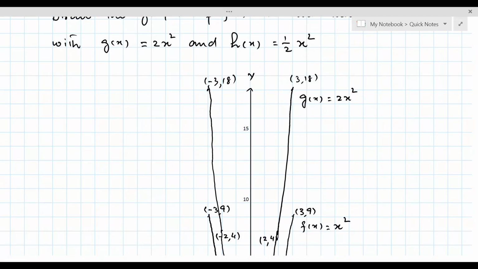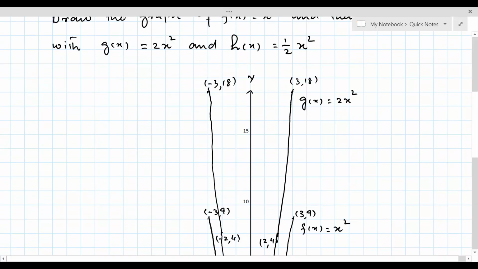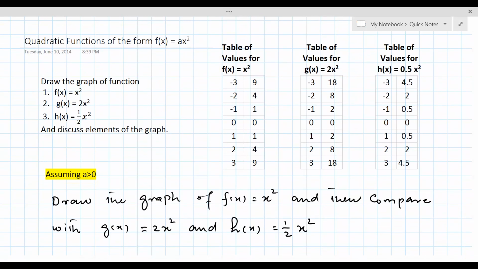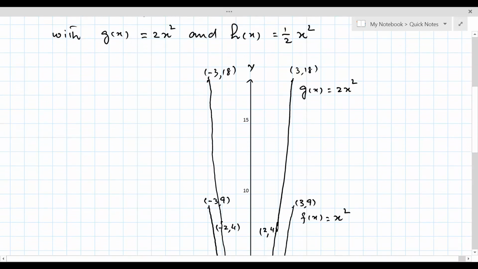It means if it is between 0 and 1, what happens to the graph? For this we have a separate table of values for h of x is equal to 0.5 x square. Comparing to the base graph, minus 3, 9 was the first value. Here the first value is minus 3, 4.5. Clearly the values of y are now being multiplied by 1 by 2 or 0.5, so they will be reduced by 1 by 2.